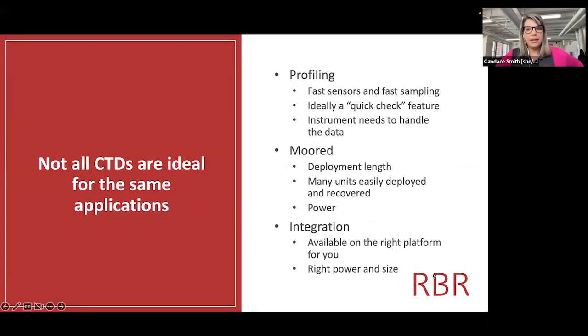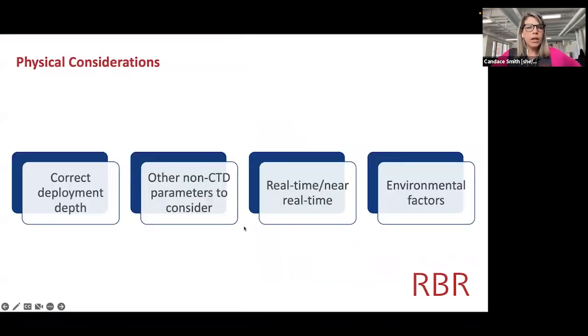Again, make sure that the platform is right for you. That's a good initial question. And again, for the CTD parts, or sensors in general, make sure they're the right size and the right power for the platform. The physical considerations, again, make sure you're deploying to the correct depth. Think about if you need other non-CTD parameters like chlorophyll or oxygen and how that might elevate the project that you're working on.